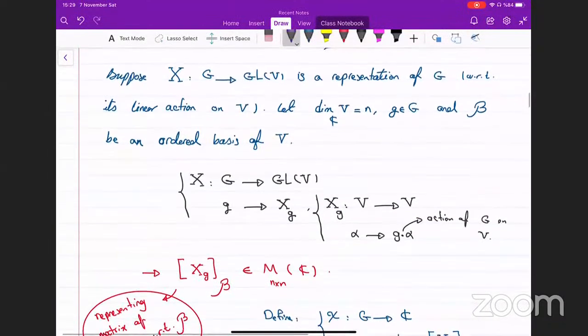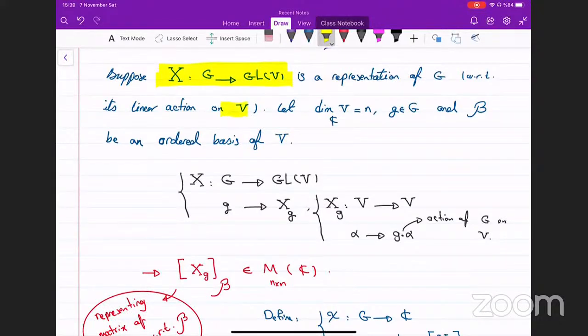So from now on, when I mention a representation, I may mention it as a homomorphism from G to GL of a vector space, or I may start with one linear action, and then say the homomorphism with respect to this linear action is the representation that I want. So suppose we have a representation X from G to GL(V) with respect to the linear action of G on V.